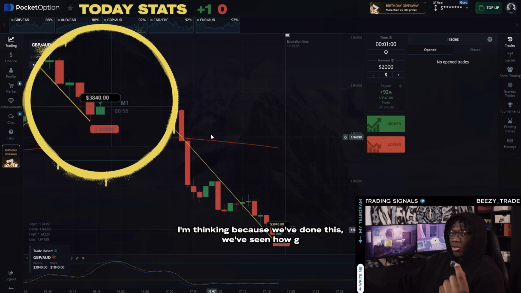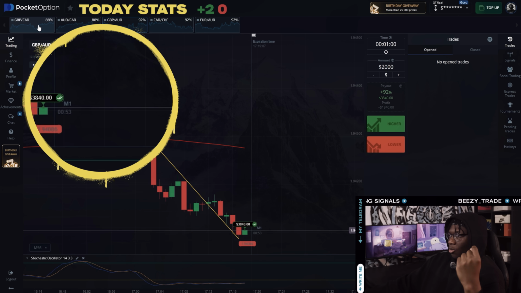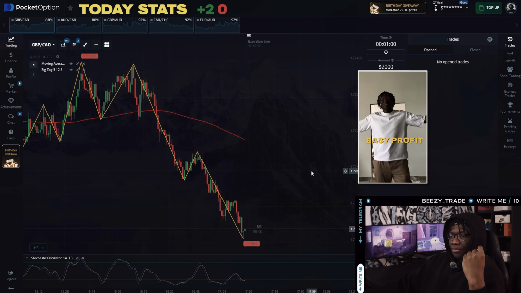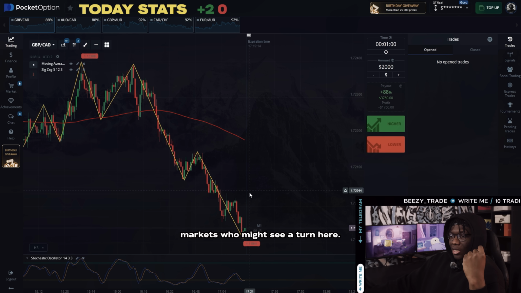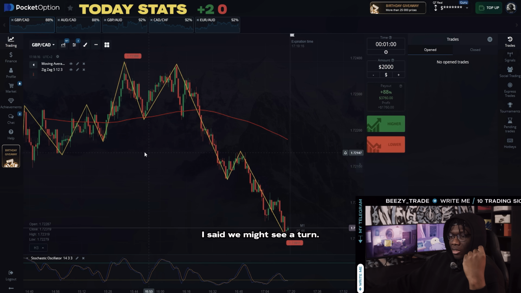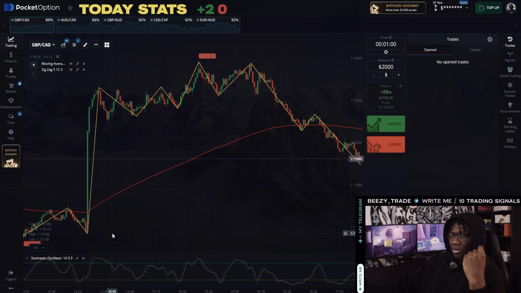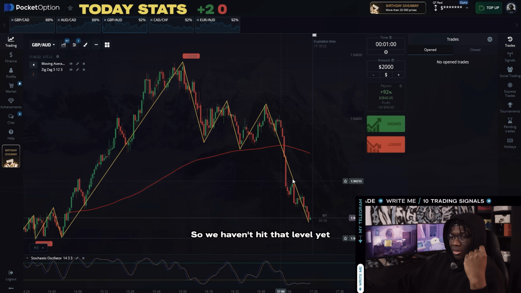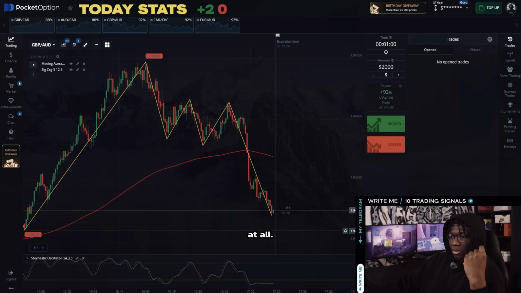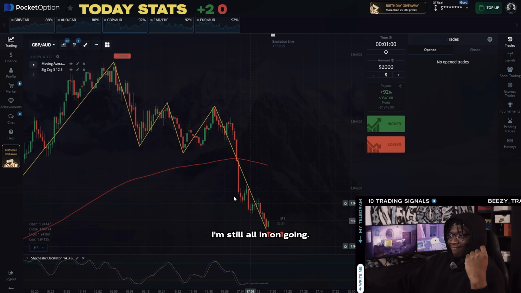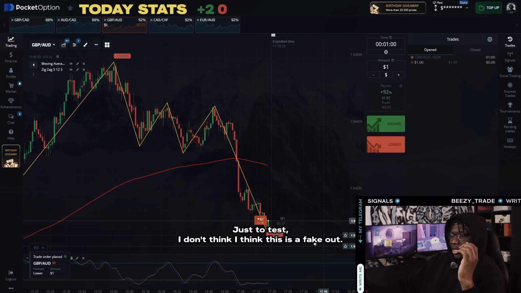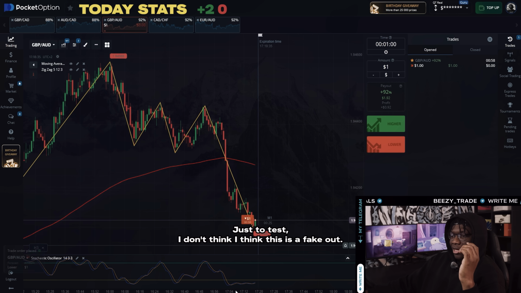I'm thinking, because we've seen how our British pound is doing against all of these markets, we might see a turn here. I said we might see a turn. Wait, not there. We haven't hit that level yet at all. I'm still all in on going low, just to test. I think that this is a fake out.